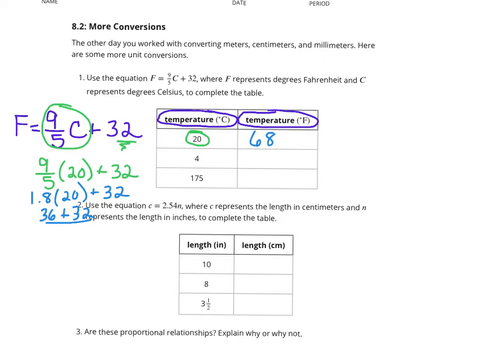All right, I want you to do the same thing for 4. So you'll do 1.8 times 4, and then add that 32. And then you'll do 1.8 times 175, and add that 32. So fill in those values in the table. Hit pause, fill in those values.